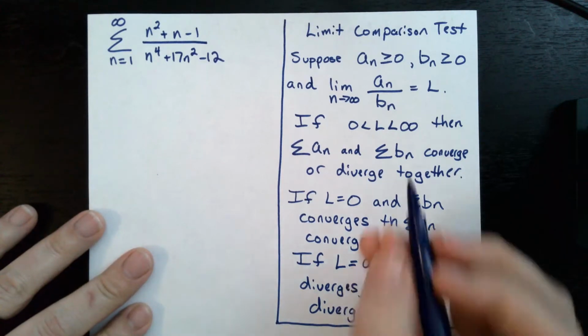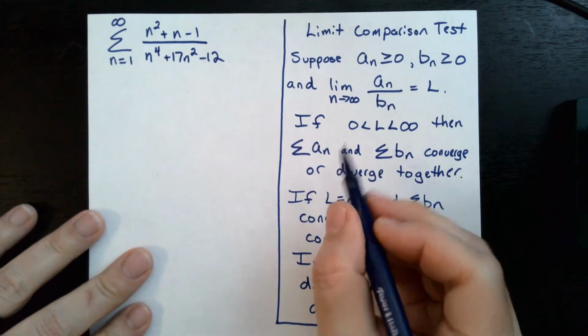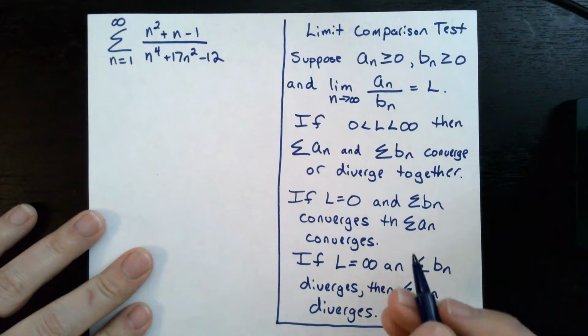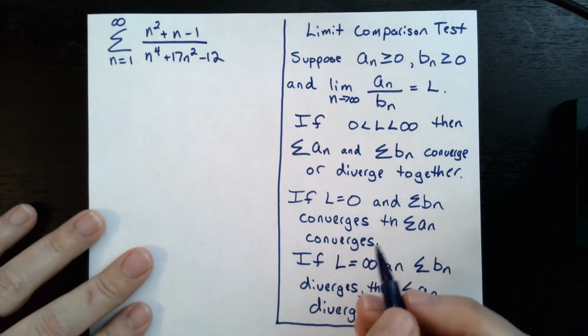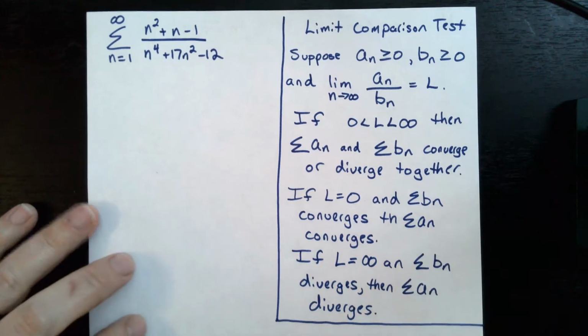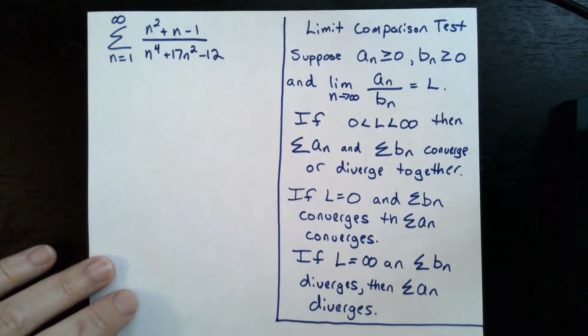Okay, so we will be picking our b sub n. The a sub n is going to be this. If the limit is equal to 0 and b sub n converges, then so does a sub n. And if the limit is equal to infinity and b sub n diverges, then a sub n also diverges.